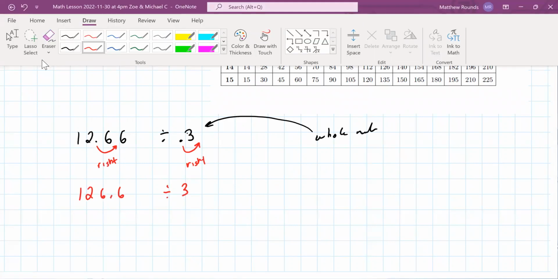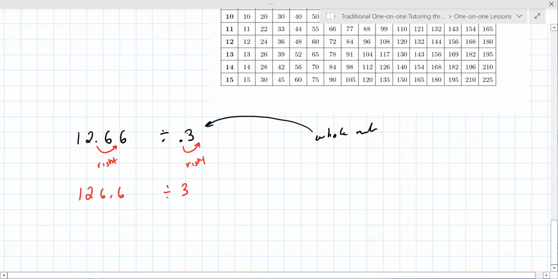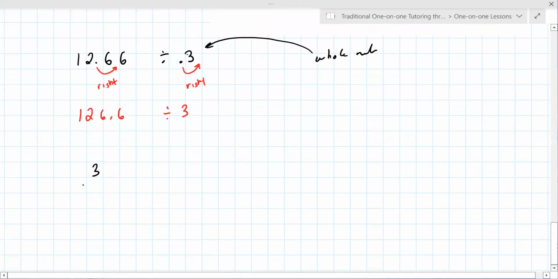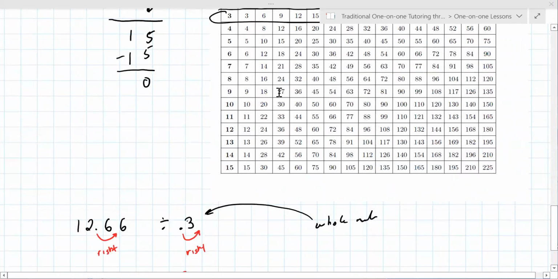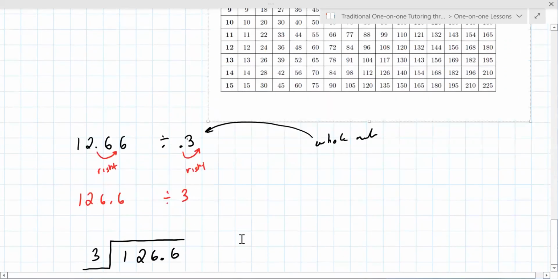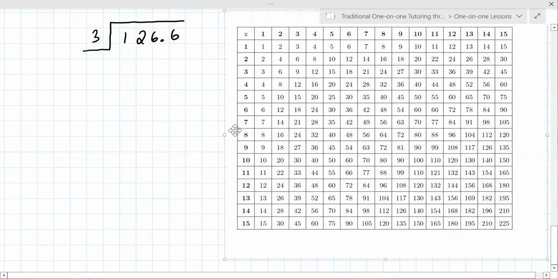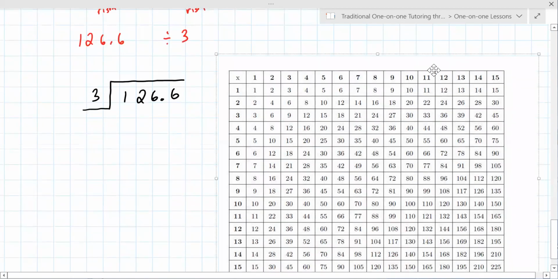And that's what I want you to try here. So it's 3 on the outside, 126.6 on the inside. Do you want me to snip down that multiplication table? Yeah. Okay. All right, so go ahead and give this one a try. Let me know if you have any questions.